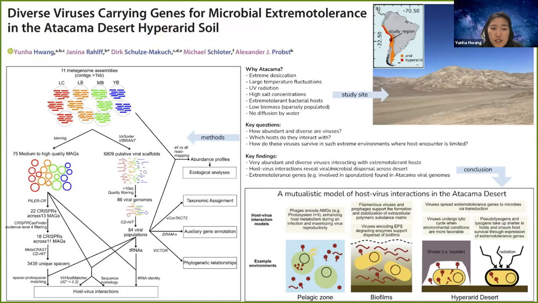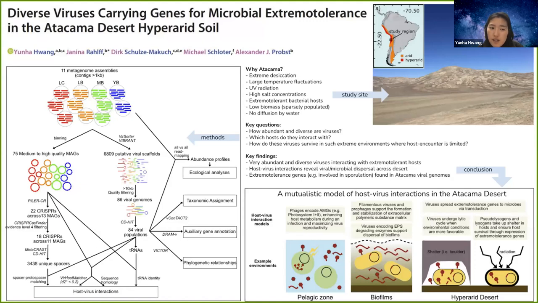We also analyzed the auxiliary genes of the viral genomes, and we discovered interesting putative extreme tolerance genes, suggesting that there may be a mutualistic model for host virus interactions in the Atacama Desert.